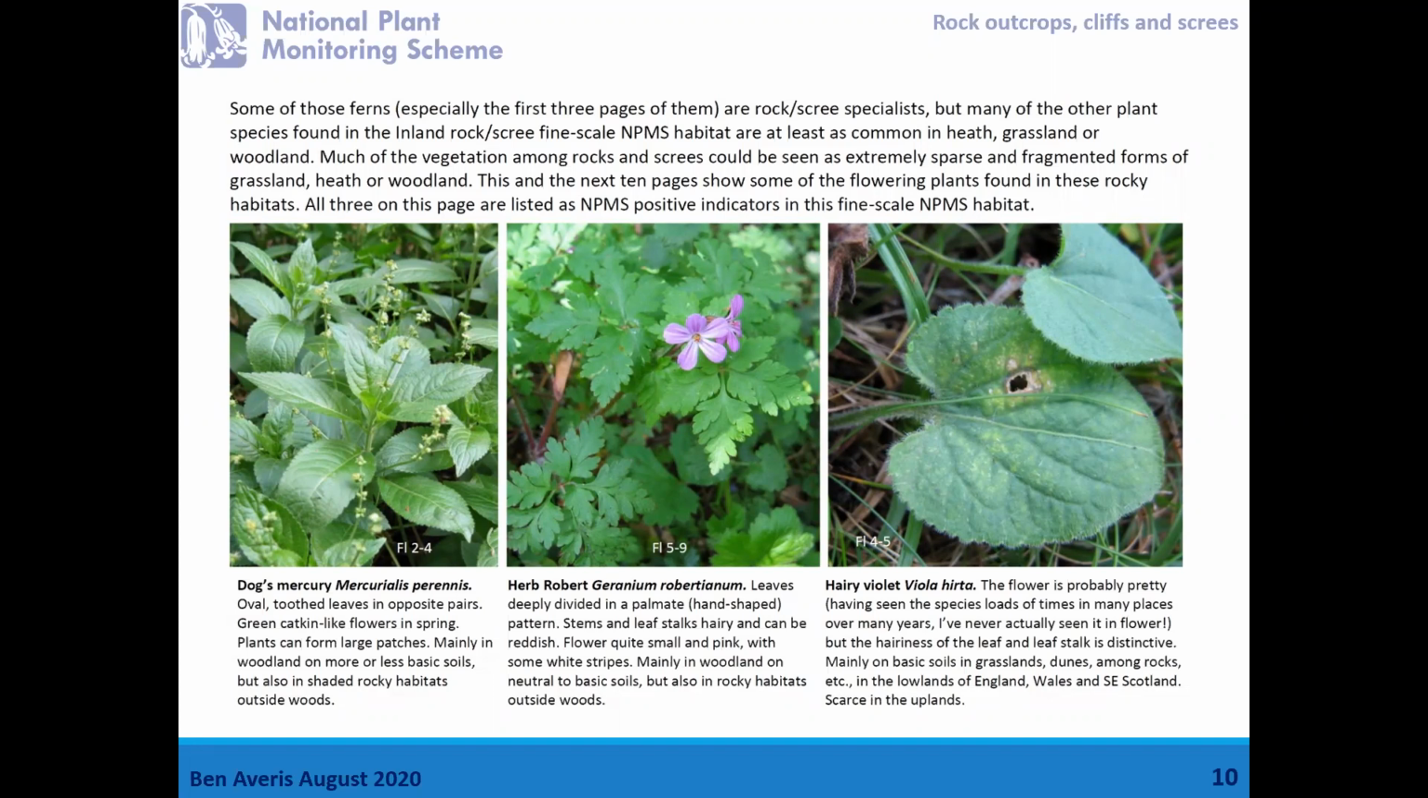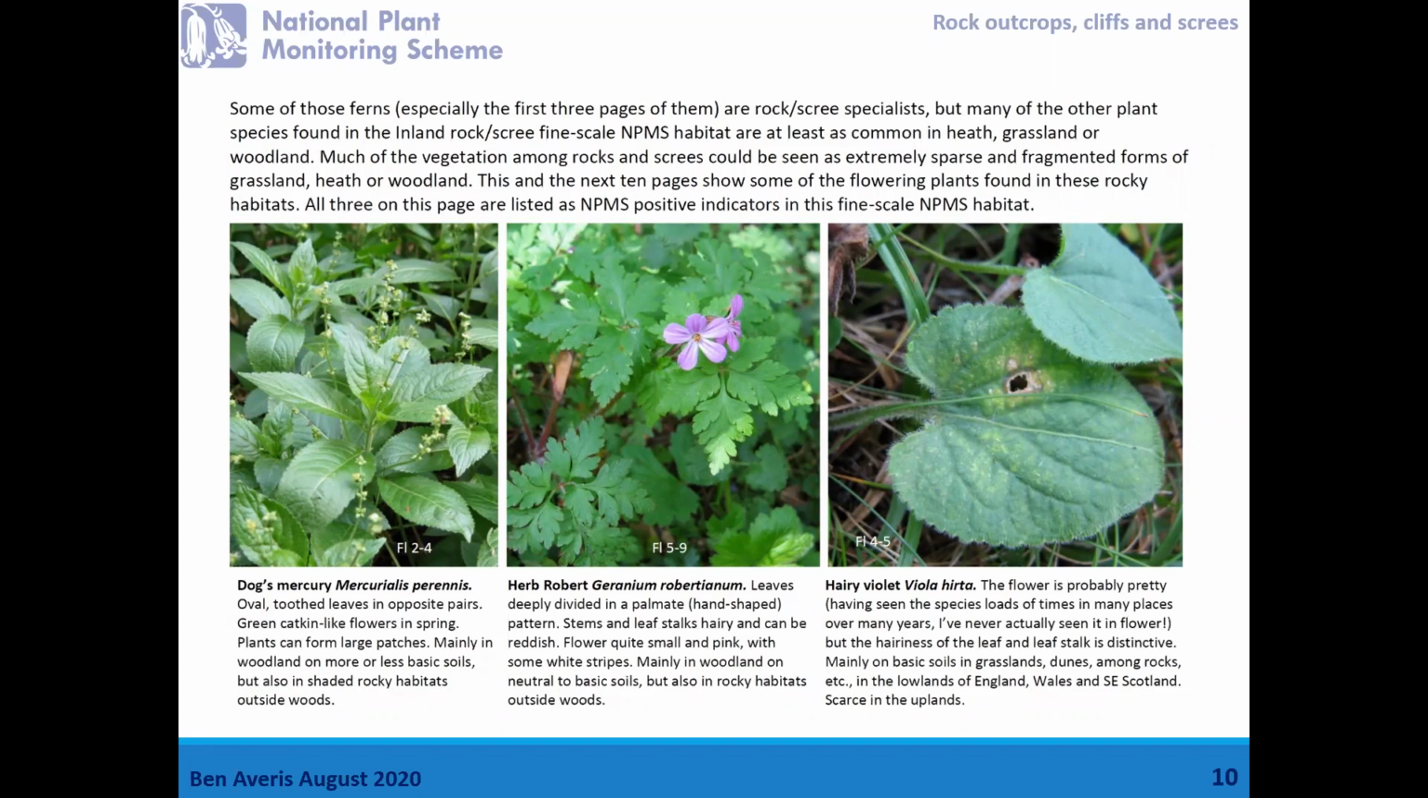The dog's mercury is a pretty distinctive thing. It forms big patches of upright shoots with mid-green to yellowy green leaves in opposite pairs. The leaves themselves are really quite ordinary looking. They look a bit like willow leaves of some kind, some of the broader kinds of willows, with teeth along their edges. Flowers are pale green things with lots of catkin-like spikes. They come up quite early, those flowers. So it's quite a distinctive thing found, especially on relatively base-rich soils in woods like ashwoods and elmwoods and places like that.